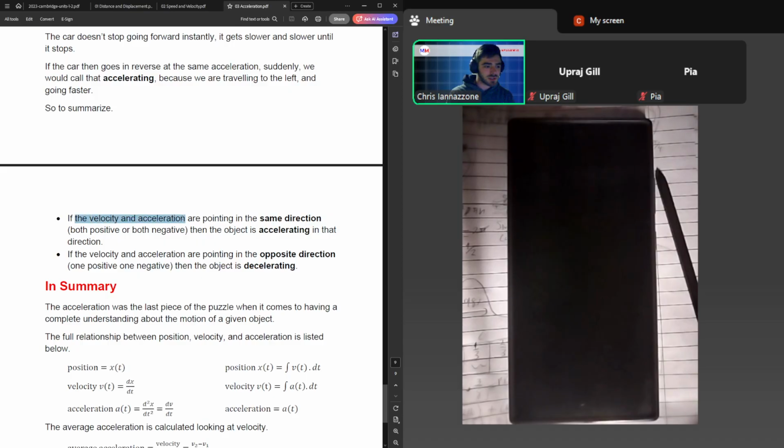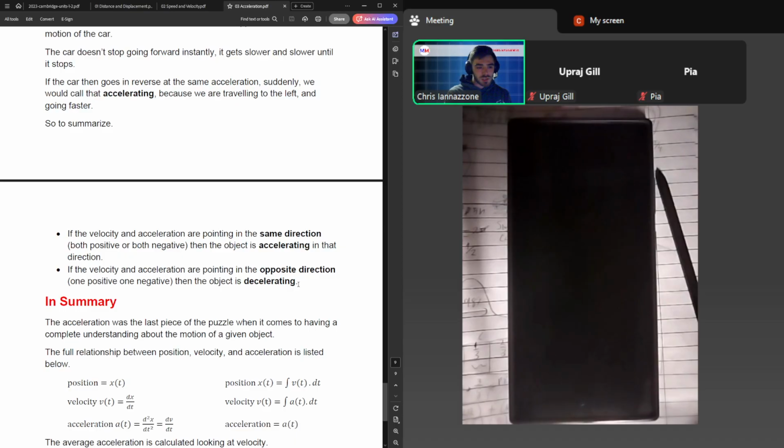So, in summary, if they are in the same direction, then the object is accelerating in that direction. If they're in opposite directions, it's decelerating in that direction. This is probably the weirdest part of the entire area of study. If you've got that, then that'd be awesome. Does anyone need me to dive in any deeper into that?